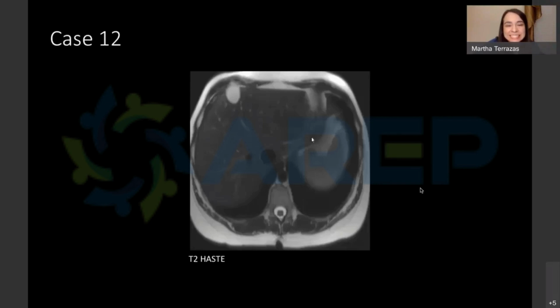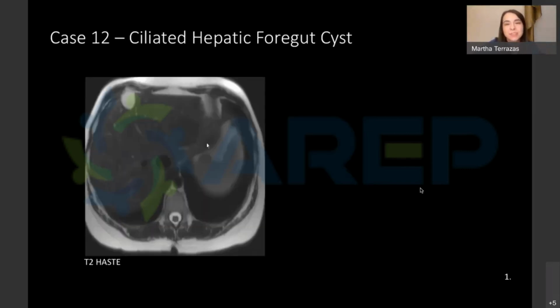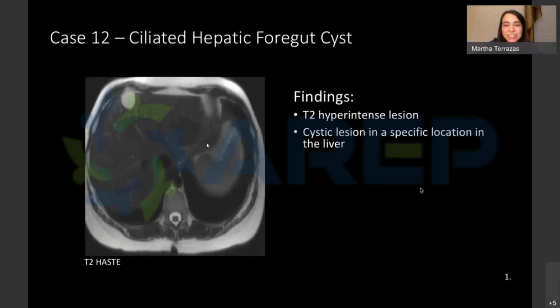So this cystic lesion, you can make the diagnosis because it's in a very specific location, right? This T2 hyperintense, cystic lesion in a specific location. This is a ciliated hepatic foregut cyst. Findings: T2 hyperintense lesion, cystic lesion in a specific location in the liver. Location.